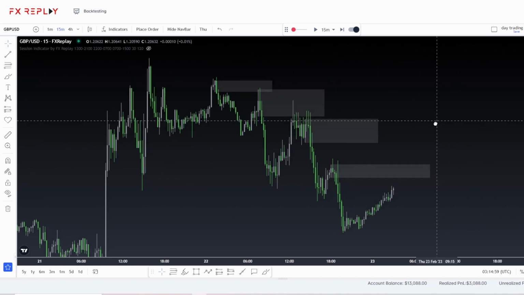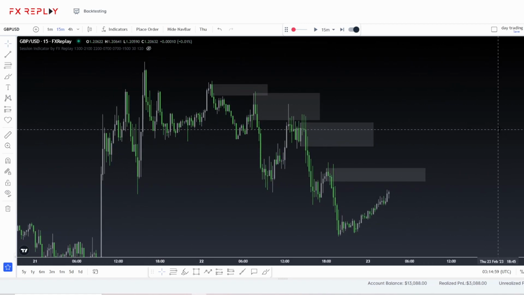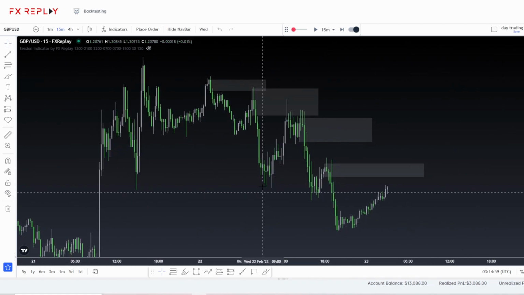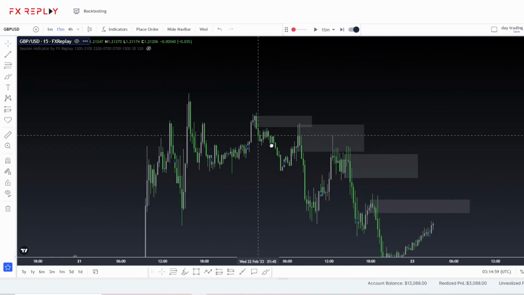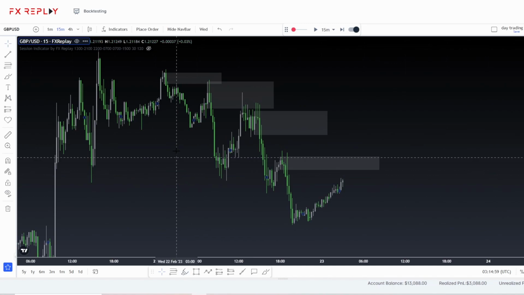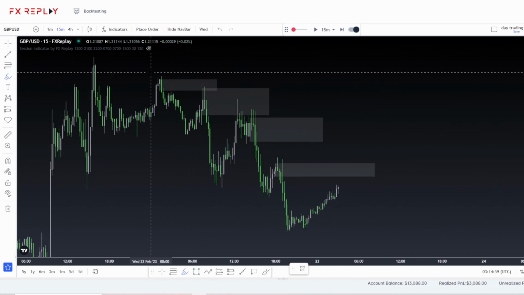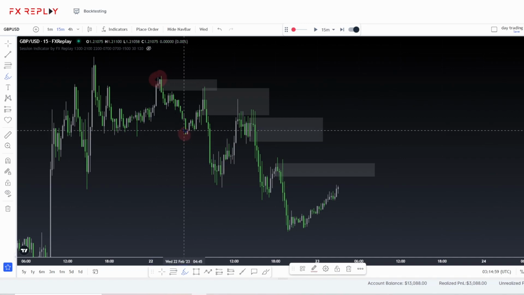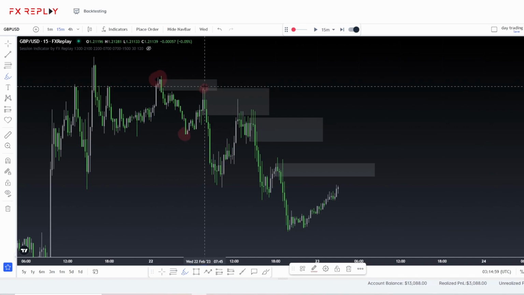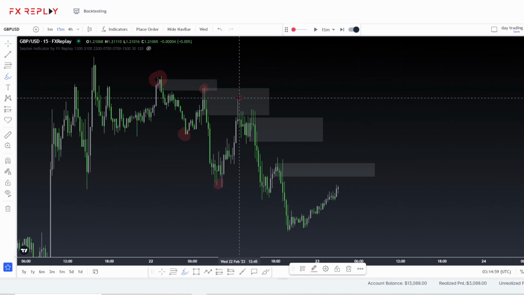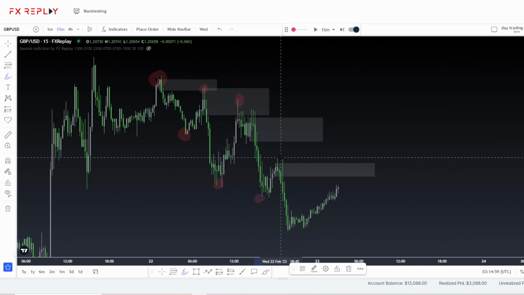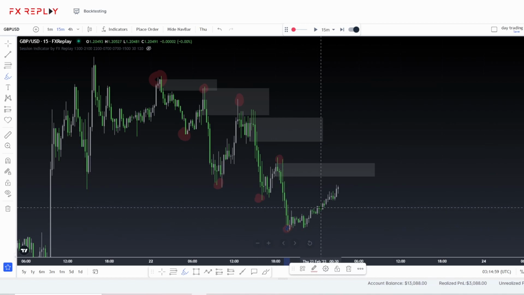So first things first, we are looking at the market structure as always. I've already drawn out some supply zones, and as you can clearly see, price is currently bearish, right? It's making lower highs and lower lows, sorry. So as you can see, high, low, lower high, lower low, lower high, lower low, lower high, lower low.